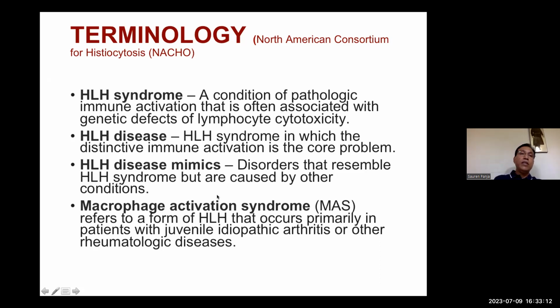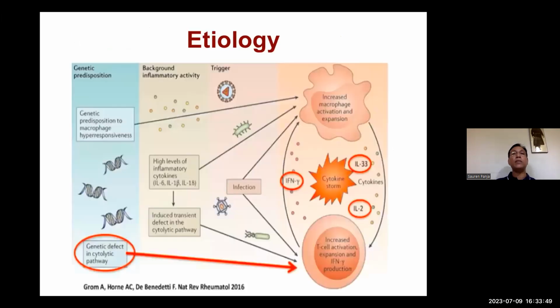So, defined terminology: HLH syndrome, HLH disease, macrophage activation syndrome. Here I just want to mention the macrophage activation syndrome and HLH syndrome. Macrophage activation syndrome was an earlier term particularly used for patients with juvenile idiopathic arthritis and other rheumatologic conditions. Though commonly we call everything macrophage activation syndrome, the terminology was specifically used for rheumatologic disease associated HLH syndrome.